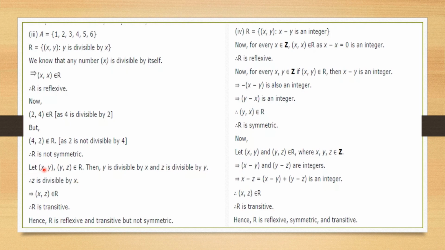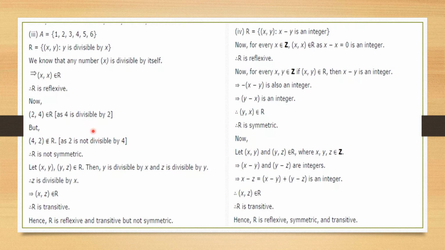I can take an example, say (2,4) and (4,16). In (2,4), 4 is divisible by 2, and (4,16) means 16 is divisible by 4. So what about (2,16)? 16 is divisible by 2 also. In that way, (x,z) belongs to R, so R is transitive. Hence R is reflexive, transitive but not symmetric.